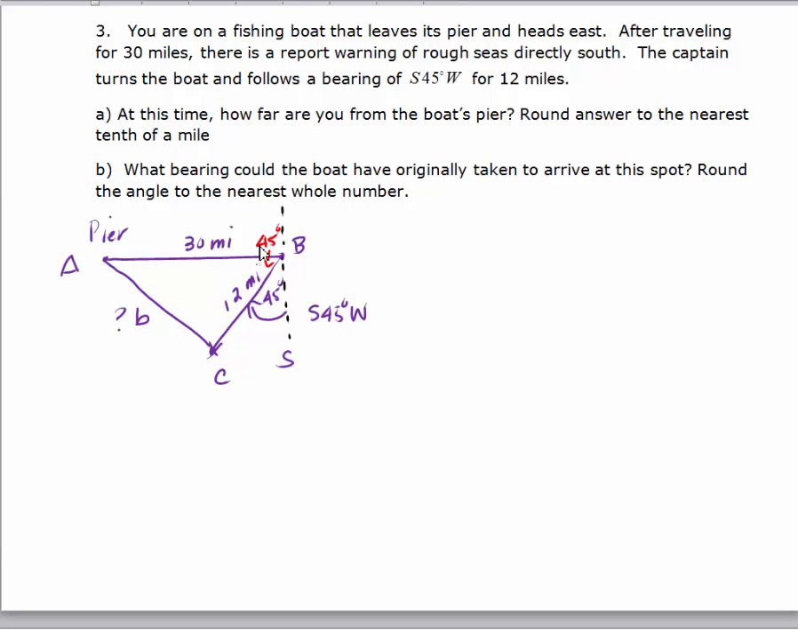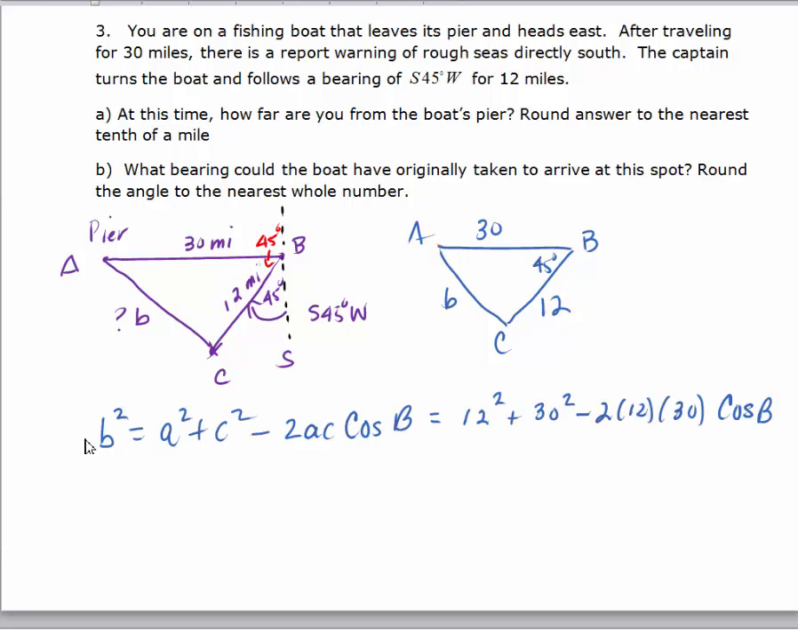And so what I have is a side-angle-side triangle, and if it helps you to see this triangle drawn without all the bearings in it, then that's a good idea to draw it again. So we'll draw this triangle the best we can. This is 30, this is 12, this little angle in here is 45 degrees, and we're looking for B. We've got A, B, and C. And so we're going to use the law of cosines to find side B.